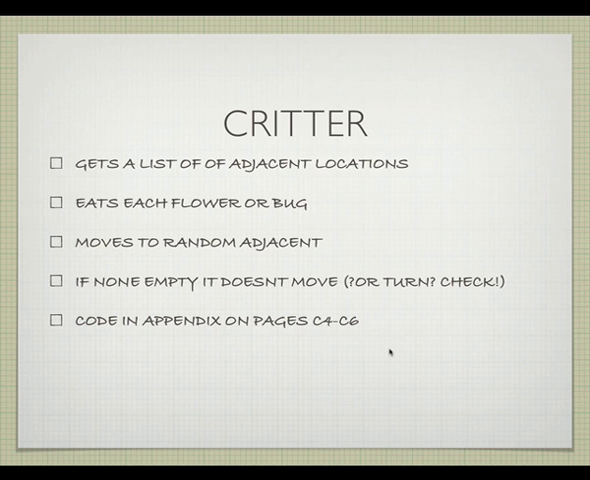And rather than having you change the act method like we did with bugs, the critter's act method will call 5 other methods that you do modify. First, it gets all its adjacent locations. Those are the 8 around: up, down, left, right, and diagonal. If there's anything in there that's edible, it'll tell those things to remove themselves from the grid, simulating eating it. And then among those locations that are available, that don't have another actor, it'll move to that location.